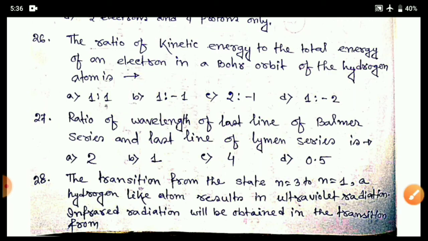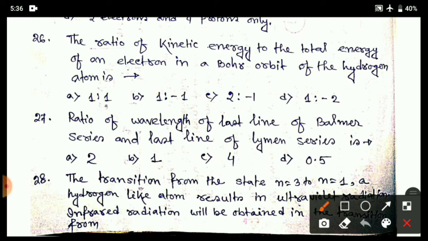Ratio of wavelength of the last line of the Balmer series and the last line of the Lyman series is. Option 4 is the right answer.